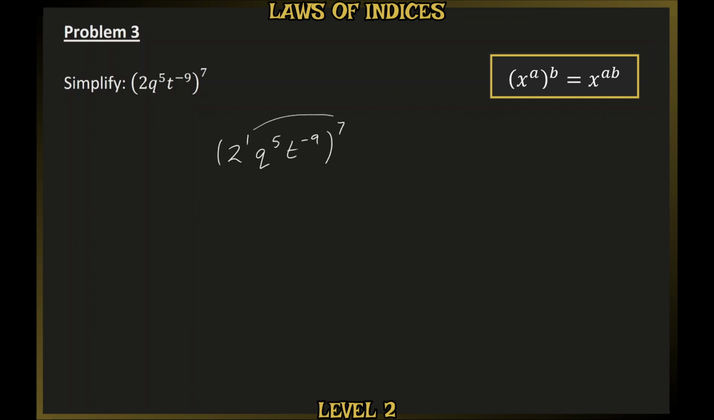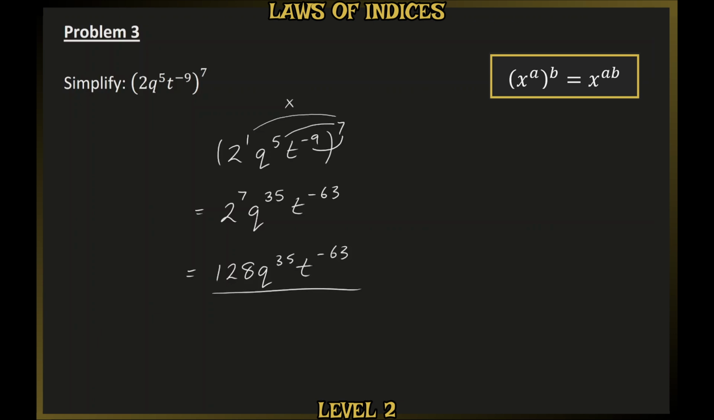Starting with 1 times 7, which is 7, we have 2 to the power of 7. Next, we multiply together 5 and 7, so we have q to the power of 35. And finally, we multiply together minus 9 and 7, which gives us t to the power of minus 63. Now simplifying further, 2 to the power of 7, which is 2 times 2 times 2 times 2 times 2 times 2 times 2, is 128, so we have 128, q to the power of 35, t to the power of minus 63. And that's our final answer for problem 3.